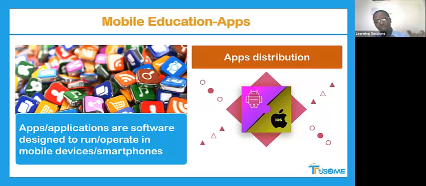For Android phones, you download applications available on the Google Play Store. For iOS phones, you download applications available on the App Store. So this is just a bigger picture of apps and how they're distributed.